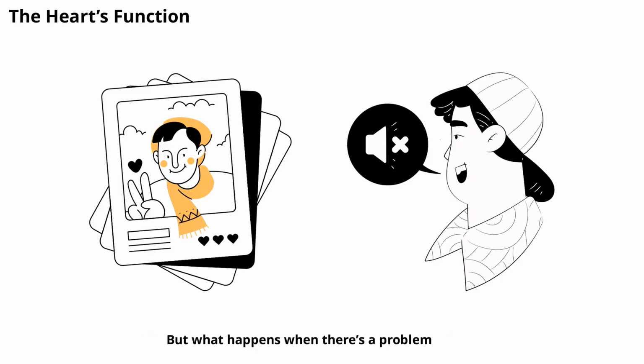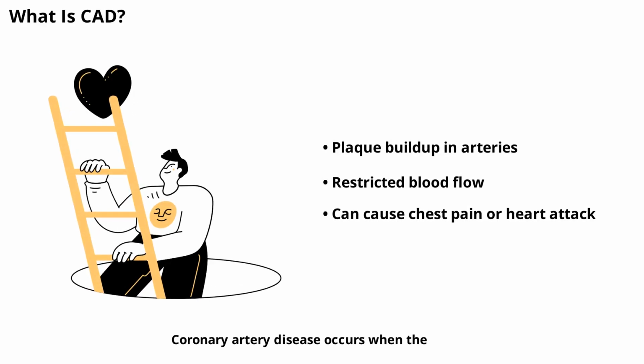But what happens when there's a problem? That's where coronary artery disease comes in. Coronary artery disease occurs when the coronary arteries become narrowed or blocked. This usually happens because of a buildup of fatty deposits called plaque. Over time, this buildup can restrict blood flow to the heart muscle. When the heart doesn't get enough oxygen, it can lead to chest pain, shortness of breath, or even a heart attack. CAD develops slowly, often over decades, and many people don't notice symptoms until the disease is advanced.